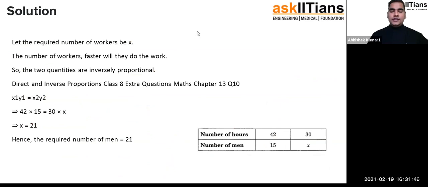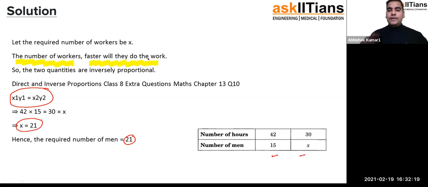So this solution has been given for your reference. You can check here. The more workers you have, the faster they will do the work. Means if you have more number of workers, the time taken to complete the project is going to be less. So this is a problem of inverse variation or indirect proportion. So the formula would be x1 y1 equals x2 y2. You just need to substitute the given values here. Therefore, the total number of men needed to complete the project in 30 hours is 21. Understood?